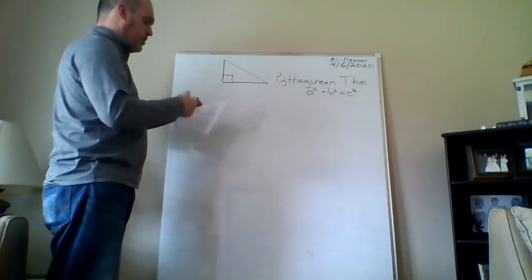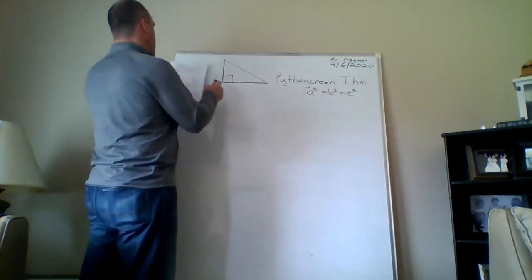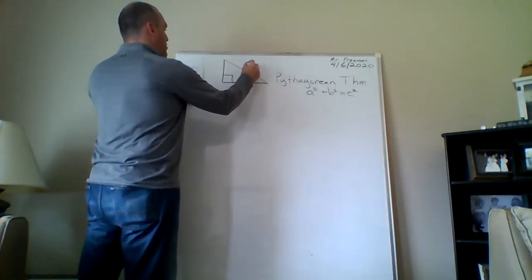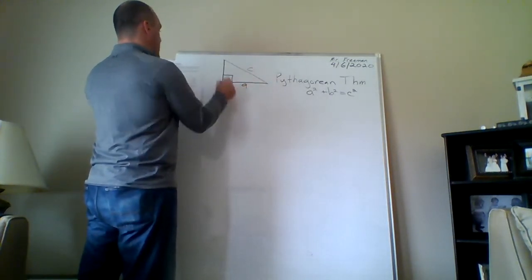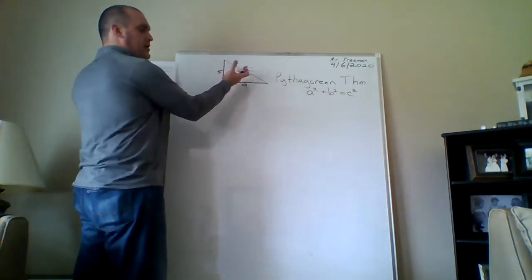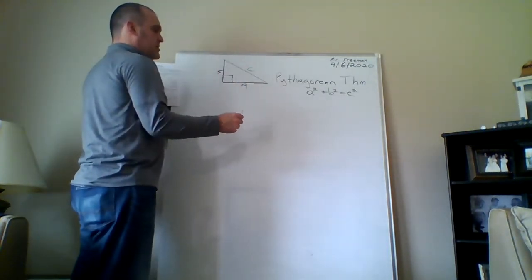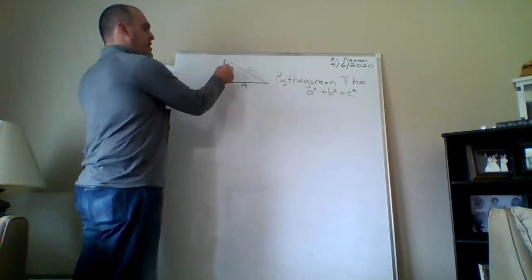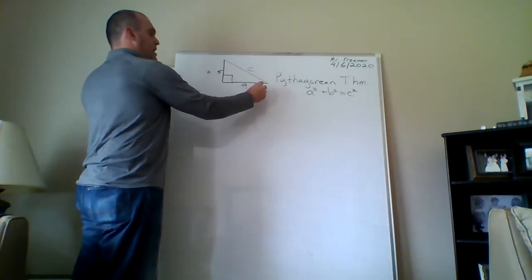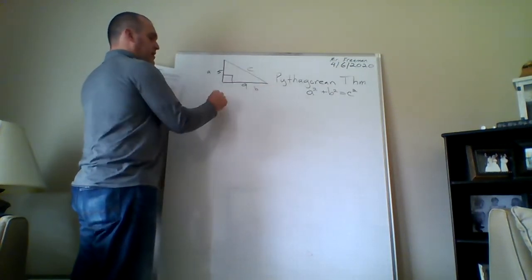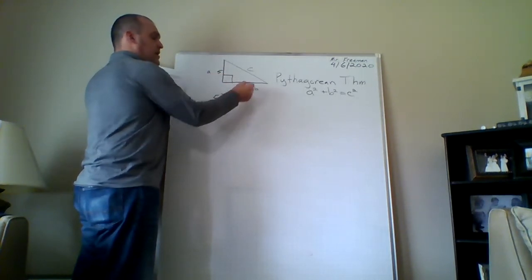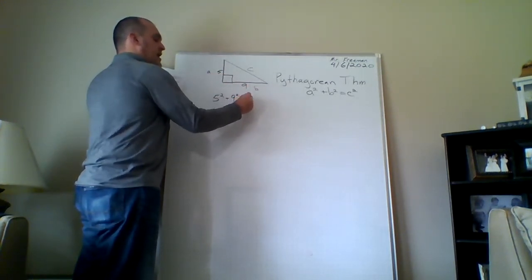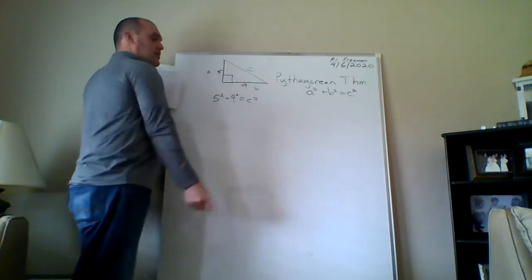Okay, this one is kind of flipped around, but they give you a 9 at the bottom and a 5 on the side. Their triangle is flipped this way, but it shouldn't be that hard to figure out that this could be my A and this could be my B. We don't know our C again. So I would say 5 squared, this side, plus 9 squared, this side, equals my C squared.